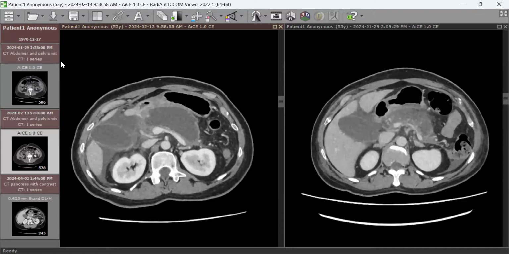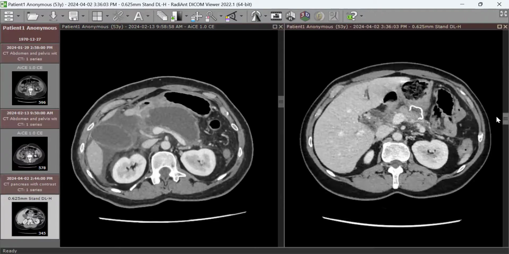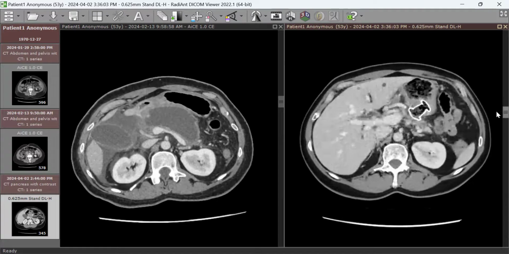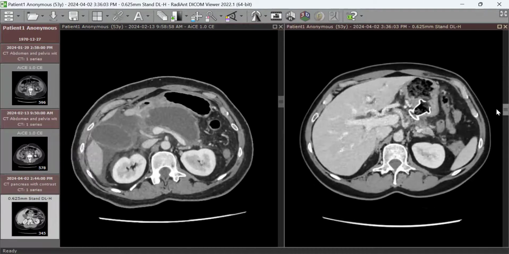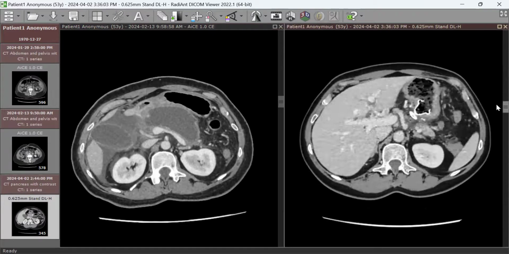I'll show you this scan now. Yeah, it's the same principle, same thing. Yes, same thing for walled off necrosis. So it's the connection with the posterior wall of the stomach.